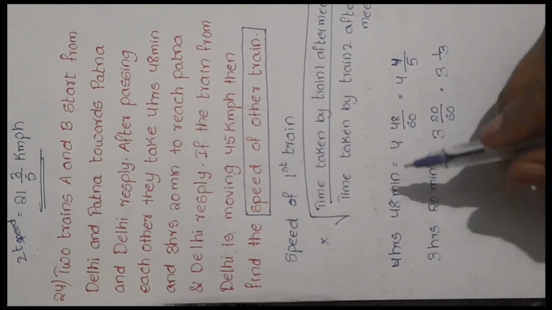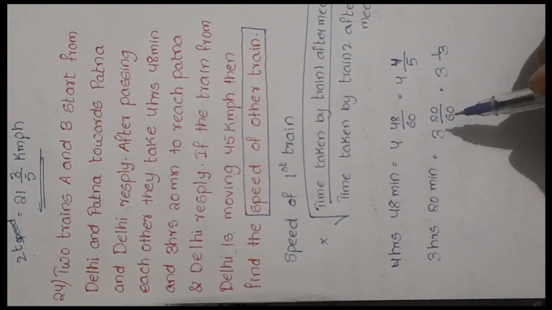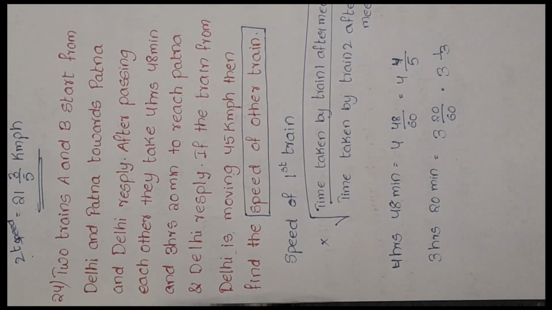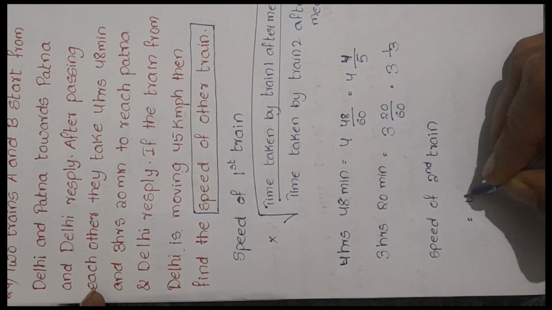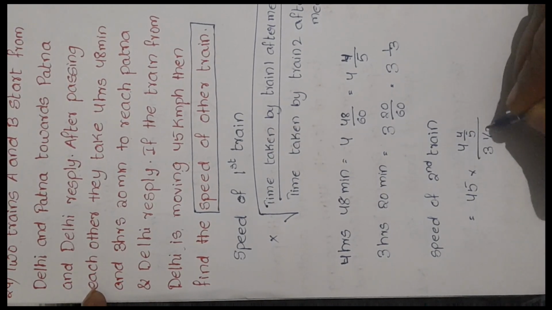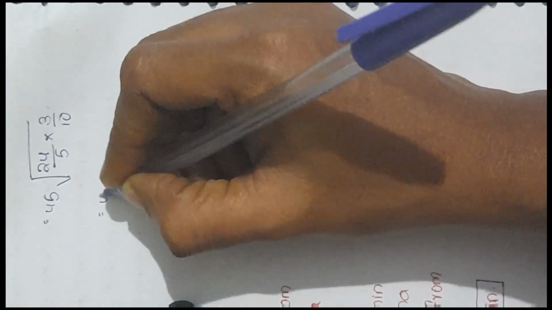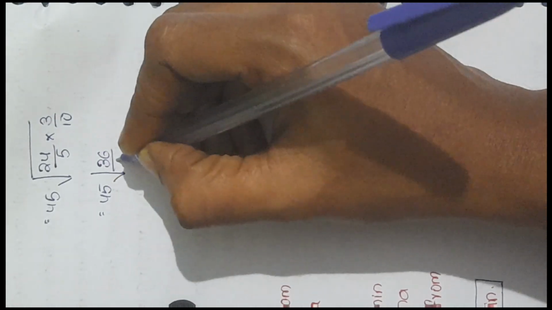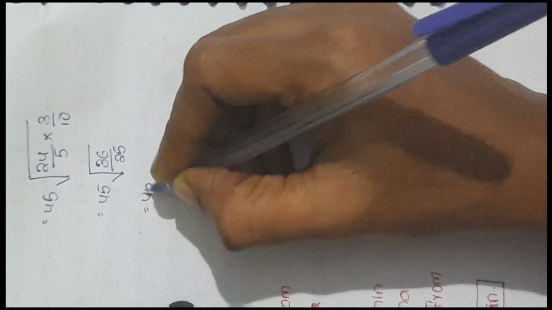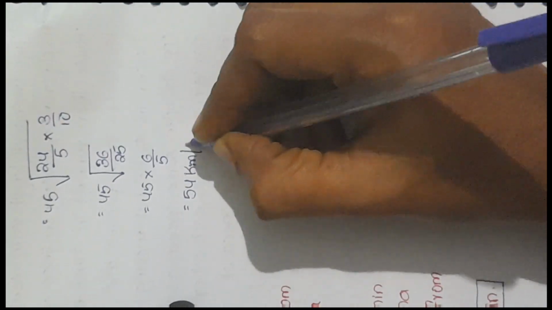Now the time 4 hours 48 minutes can be written as 4 48 by 60, that is 4 4 by 5 hours. 3 hours 20 minutes can be written as 3 20 by 60, this is 3 1 by 3 hours. Now the speed of the second train: the speed of the first train is 45 into root of 4 4 by 5 by 3 1 by 3. Keep this in root. We get this as 45 into root of 24 by 5 into 3 by 10, which is equal to 45 into root of 36 by 25. That is 45 into 6 by 5. We get 54 kilometers per hour is the speed of the second train.